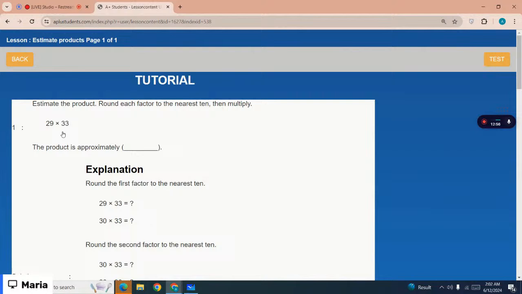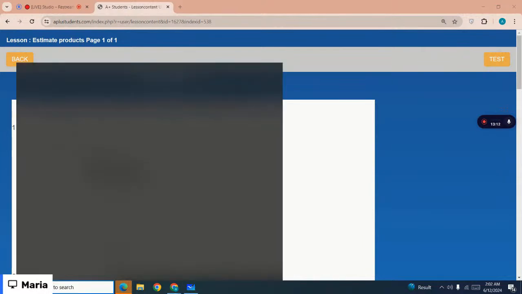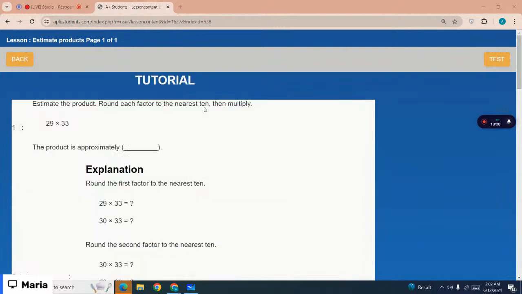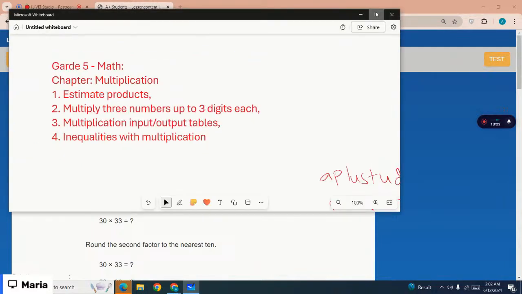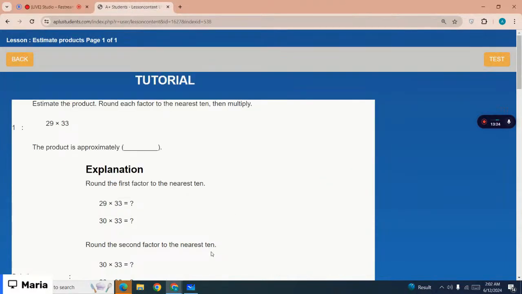Estimate the product 29 times 33. Let's just start with the first example. Round each factor to the nearest 10 and then multiply. So first you have to round off both the numbers to the nearest 10 and then you have to multiply, right? So you already know how to round. Have to round off the numbers and then we have to multiply them.